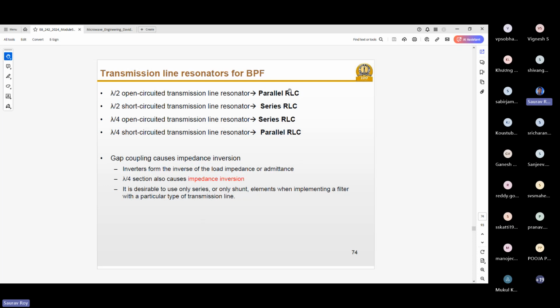So here is the gist. A lambda by 2 open circuit will behave like a parallel RLC. A lambda by 2 short-circuited transmission line will behave like a series RLC. And similarly, lambda by 4 lines will behave like a series or parallel RLC. In all of these cases, if you add a gap coupling, it inverts the impedance. That's why it's called an impedance inverter. Another impedance inverter is the lambda by 4 line. A simple quarter wavelength line also inverts your impedance.